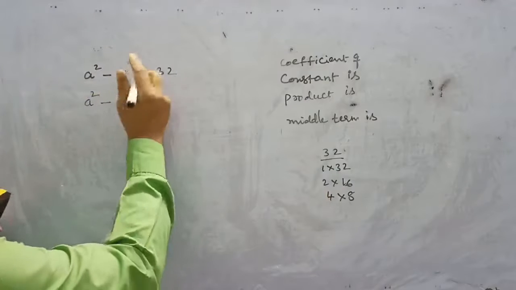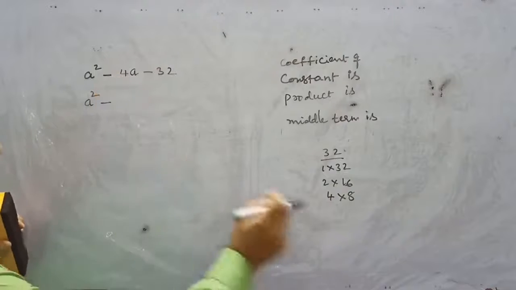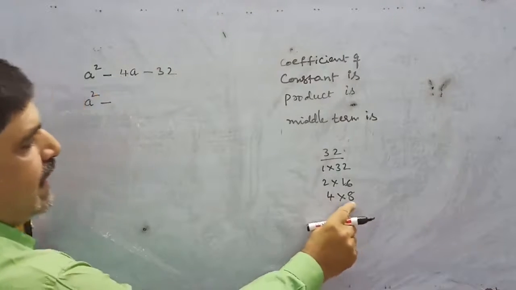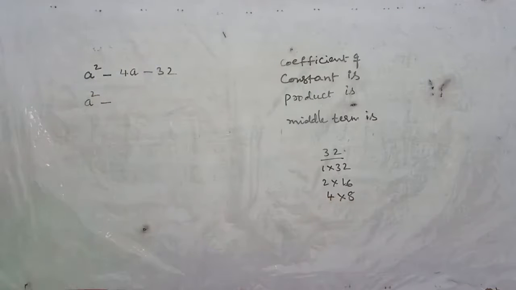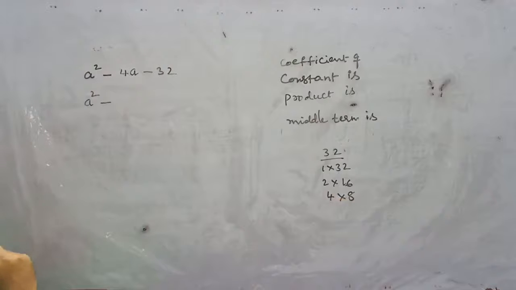Sorry, this is a. Middle term is minus 4. So therefore 4 8s are 32. 4 minus 8, 4 minus 8 is minus 4. For the bigger number we have to put the minus symbol. Okay.